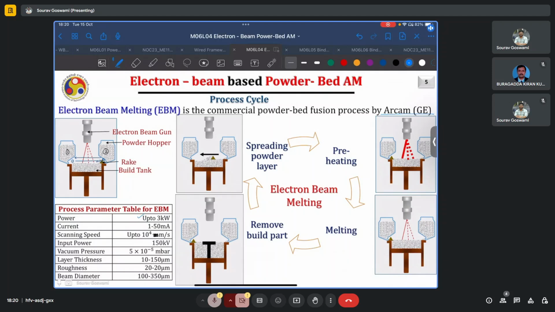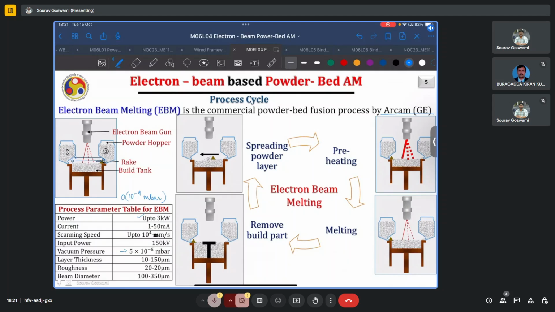Scanning speeds can go up to 10 to the power 4 meters per second, which is really high. The input voltage is 150 kilovolts. The vacuum which is required to be maintained here is of 5 times 10 to the power minus 5 millibar. And if we recall, this is the vacuum which is typically required in the working chamber of, say, any machine like a scanning electron microscope. Whereas in the gun chamber, or the chamber where the electrons are actually getting generated, the vacuum has to be of the order of 10 to the power minus 9 millibar or less.